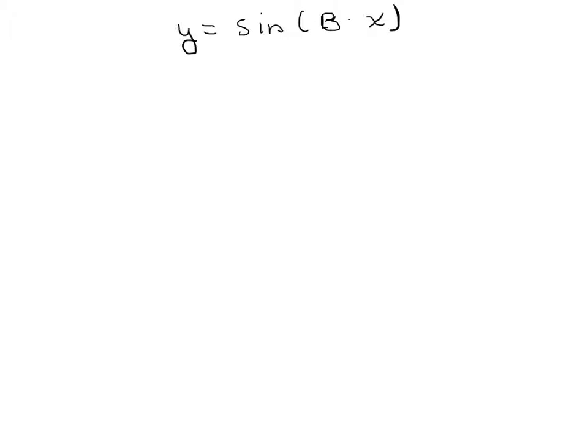So here we look at what happens when we multiply x by a constant. And again, if you can remember back to your graphing transformations from Algebra 1 and Algebra 2, what this b does is a horizontal stretch or compression. And we'll see that again with a couple of graphs.